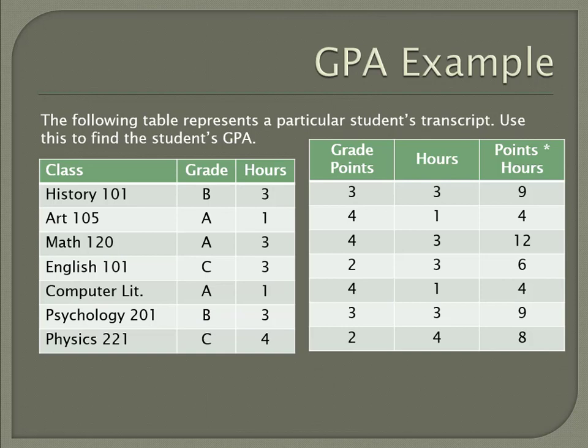And then we multiply the grade points times the hours. So 3 times 3 is 9, 4 times 1 is 4, 4 times 3 is 12, 2 times 3 is 6, 4 times 1 is 4, 3 times 3 is 9, 2 times 4 is 8.